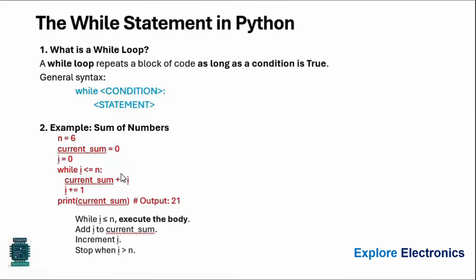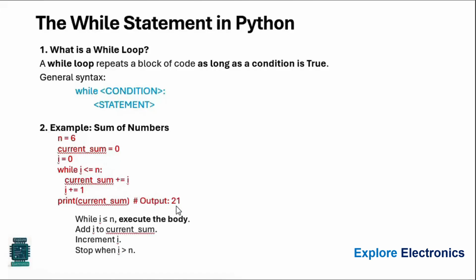I am incrementing that to 1. Here i += 1 because I am incrementing here. Then print current sum. It will keep executing the loop until the condition becomes false, which means it will take n equal to 6, i less than or equal to 6. Till that condition it will execute. After that it will come out of that loop.